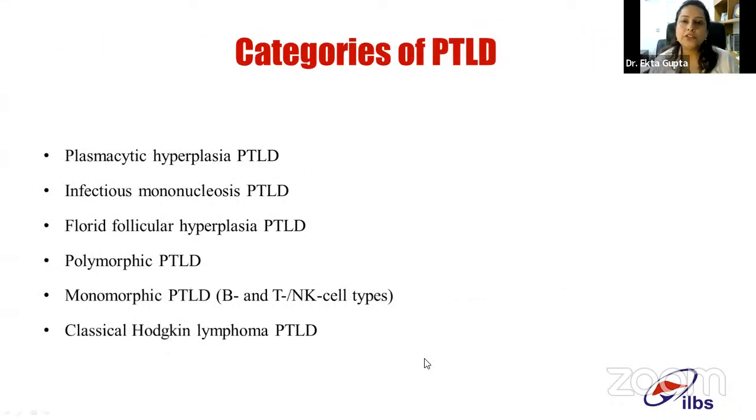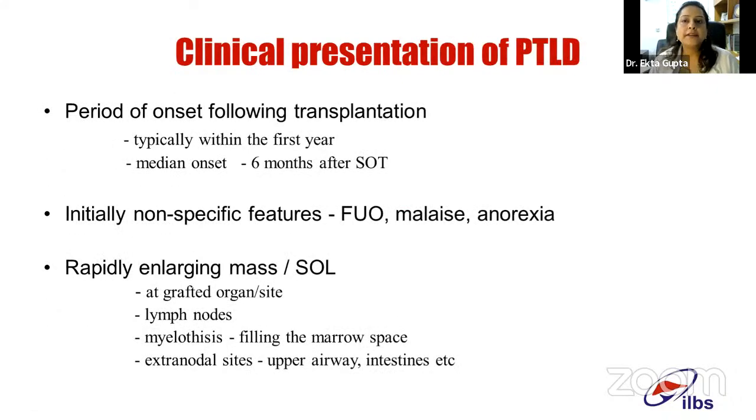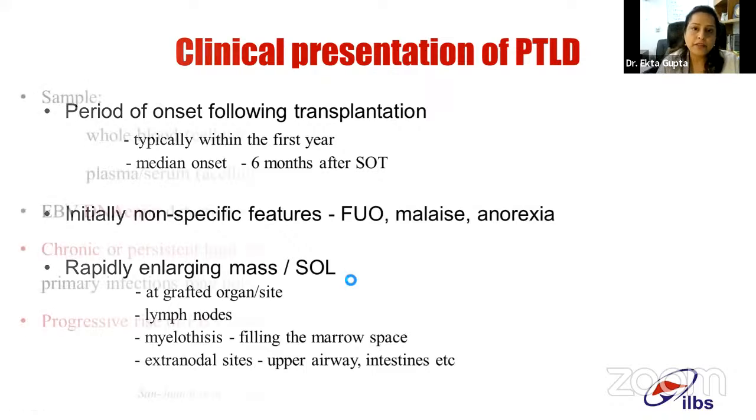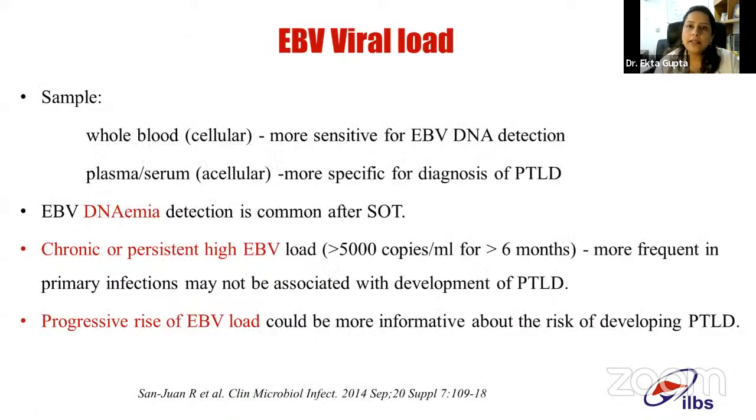So histopathology of that tumor is necessary, and then you can classify PTLD into various types. Now, the clinical presentation of PTLD is that usually it occurs during the first year, and usually after 6 months following transplant. Before 6 months, it is very rare that PTLD occurs. Fever and malaise are non-specific, but most important is an enlarging mass or a space-occupying lesion, which is often detected on a radiological investigation. And lymph nodes will be enlarged, and then you will have an idea that, oh, it can be PTLD.